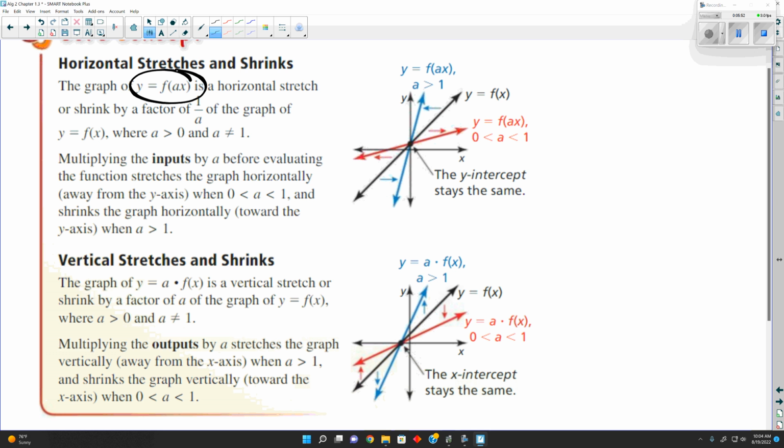Now, when we talk about vertical stretch or shrink, we're looking at it in the general form of a times f of x. So we're just multiplying whatever that value is through it. We don't have to do anything with vertical stretch or shrink.